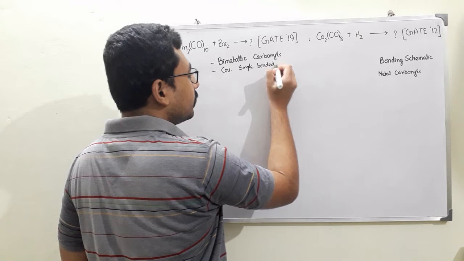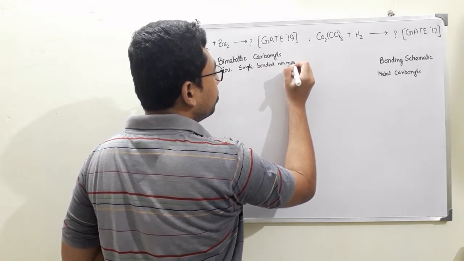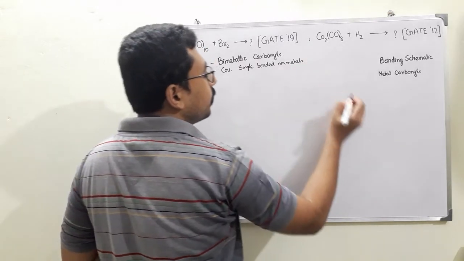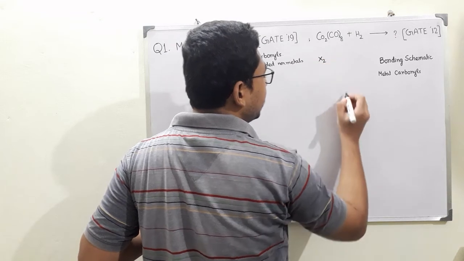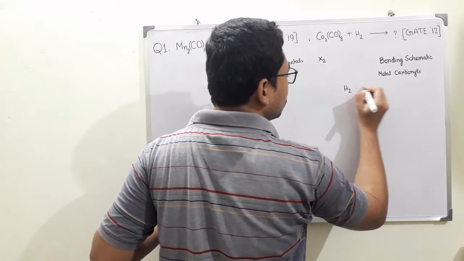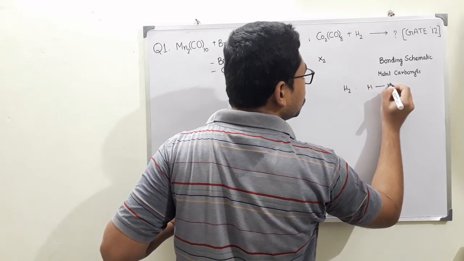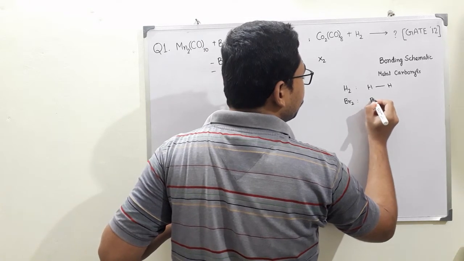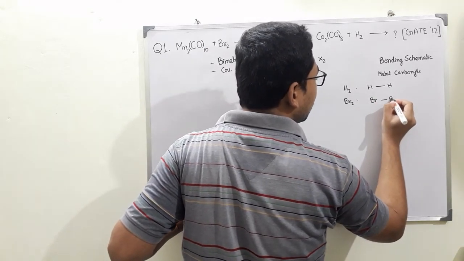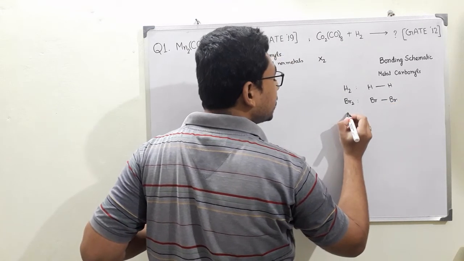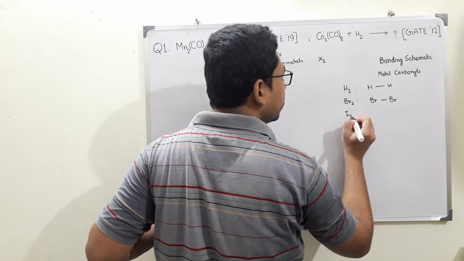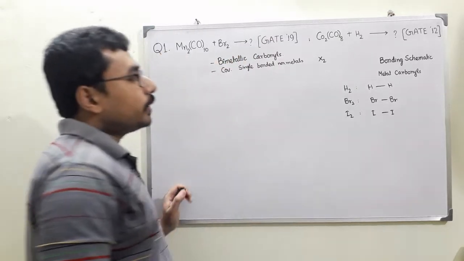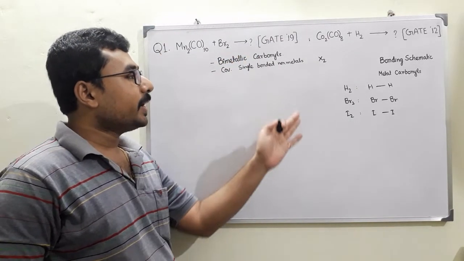Non-metals, which we can write in the form of X2, like hydrogen H2, H single bond H, right? Bromine Br2, this is Br single bond Br. This reaction can also happen with iodine, okay? I single bond I.